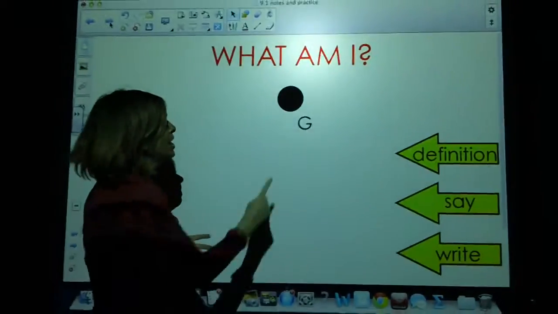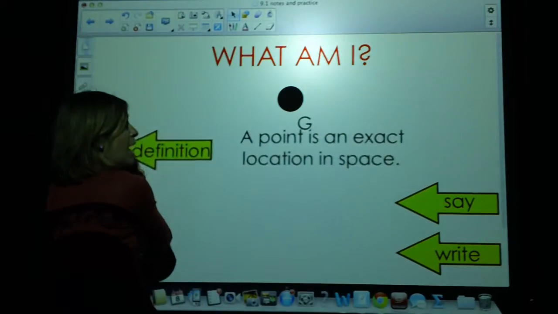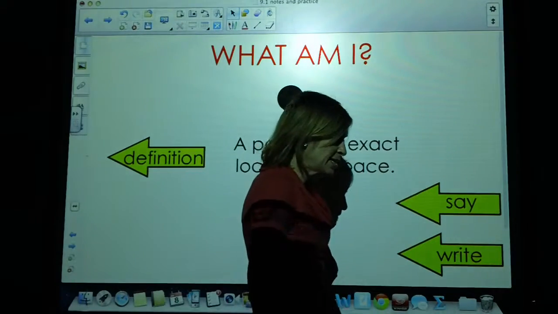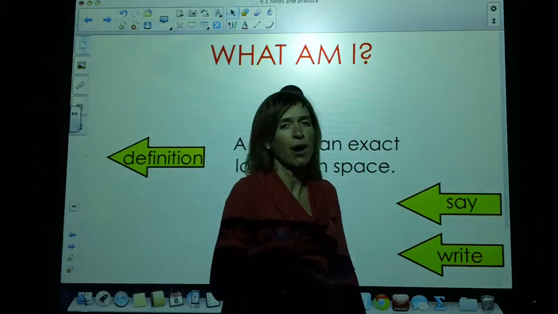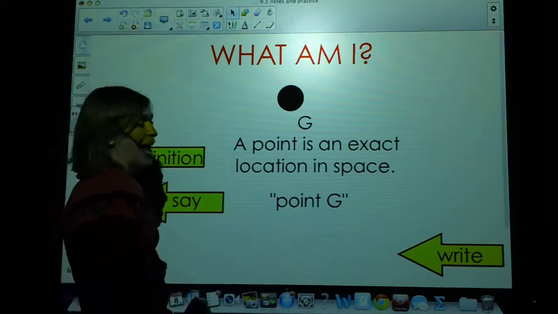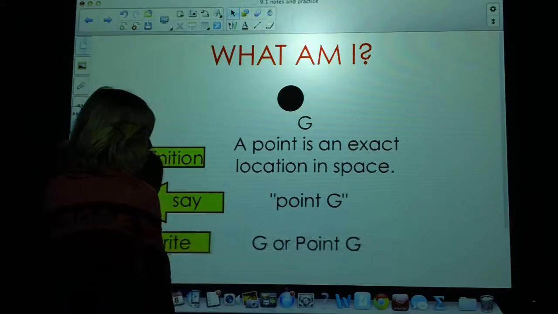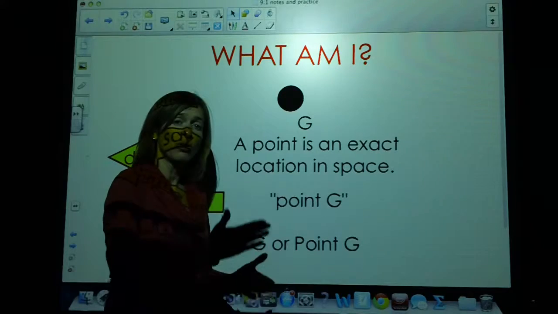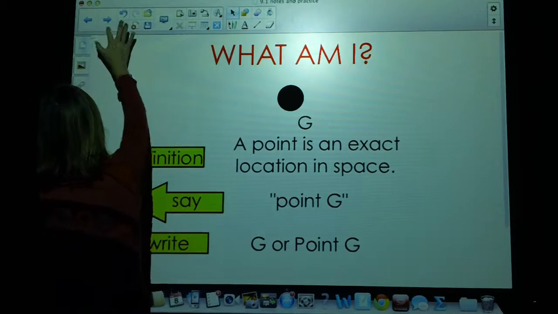What am I? This, G, we call it a point. A point is an exact location in space. I am standing in space right now and I am in a point. I'm the point in my classroom in front of the room. We would call that point G. We would actually just write it as G or point G. So in your notes, you're going to be writing all this down. All right, so that's what a point is.